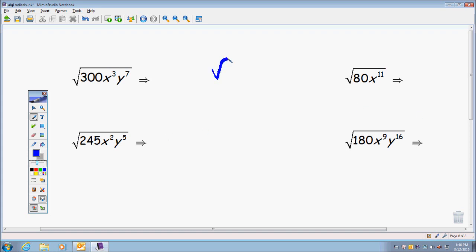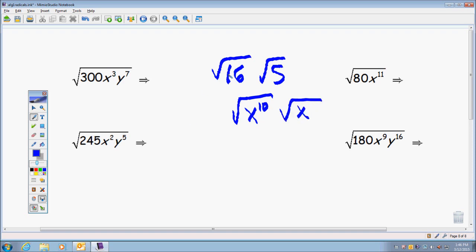80 becomes 16 and 5. It's funny, sometimes you just remember these from year to year. Can't quite remember what 245 is. I know it works. Okay, x11 is x10. There's one x left over. So this is going to become 4. X to the 5th, right? Half of it. I'll prove that to you in class why that works. And then what's left over is in the house, 5x.